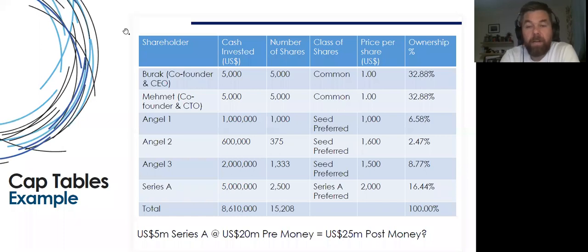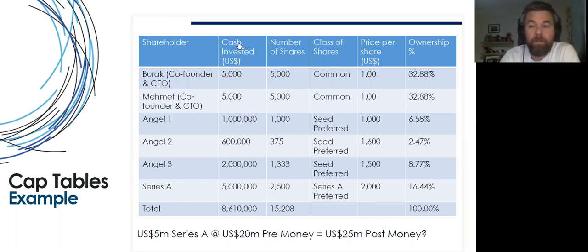How did we arrive at that number? If you look at the angel round, the angel one investor, their pre-money cap was at 10 million. The company raised at 20, so they converted at a 10 million. So these guys got a heavy discount. You divide 10 million by the number of shares prior to the round, which is 10,000.